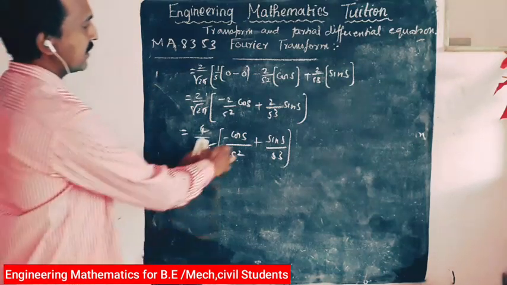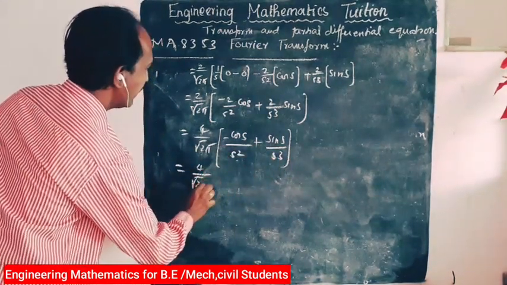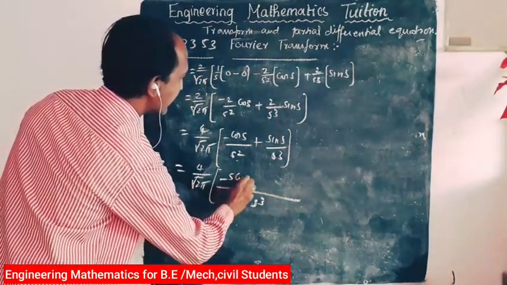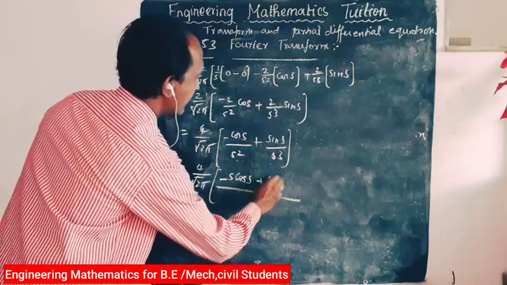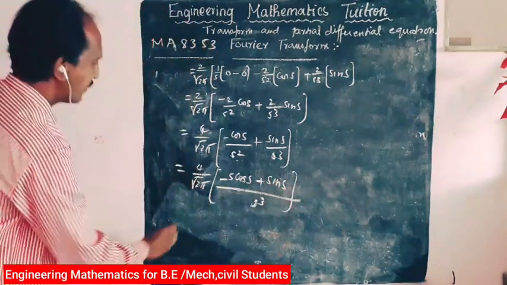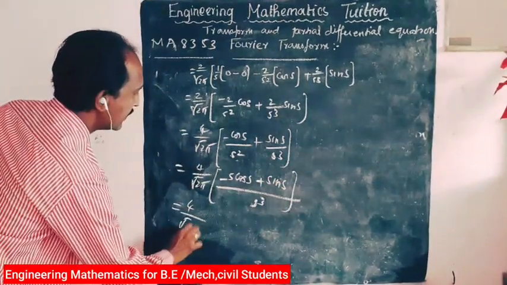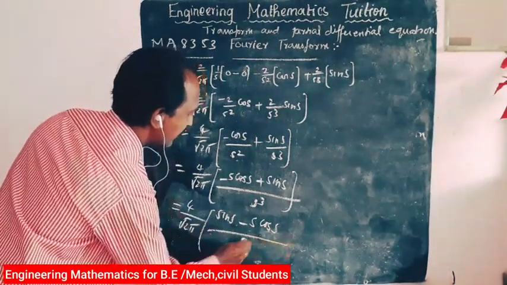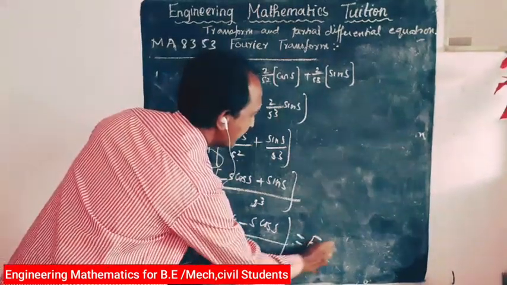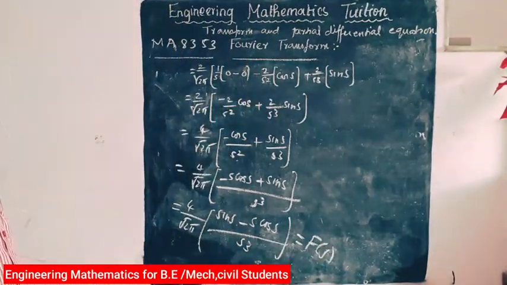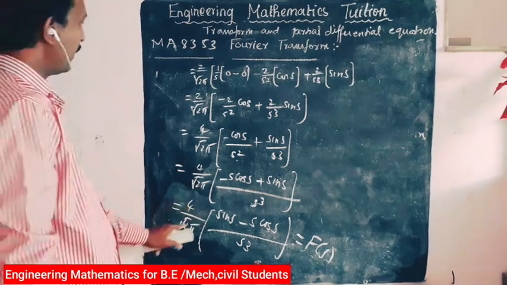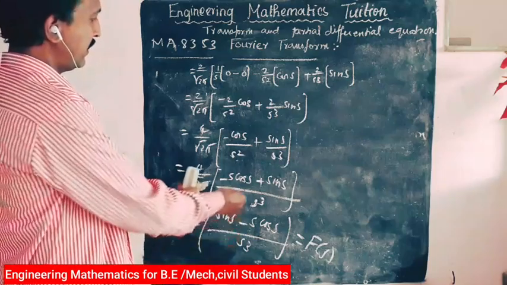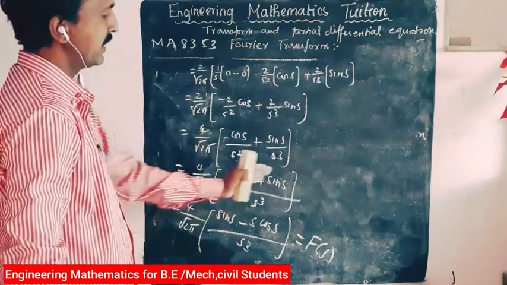So, we take the LCM, that is 4 by root of 2 pi, then s cube into minus s cos s plus sin s. So, that is equal to 4 by root of 2 pi and sin s minus s cos s by s cube, which is nothing but capital F of s. That is, the Fourier transform of the given function is 4 by root of 2 pi into sin s minus s cos s by s cube. So, this is the Fourier transform value, which is nothing but capital F of s.